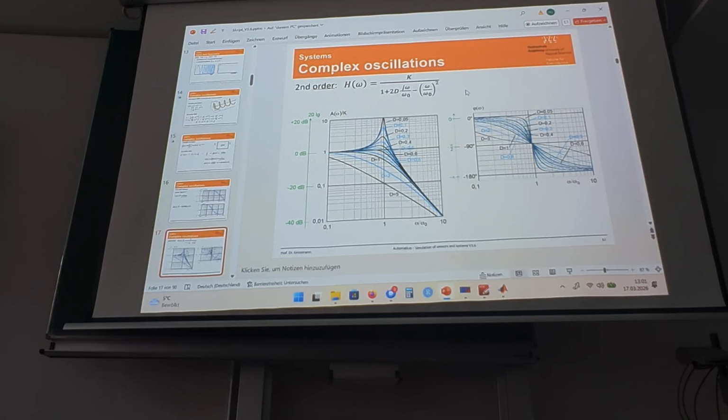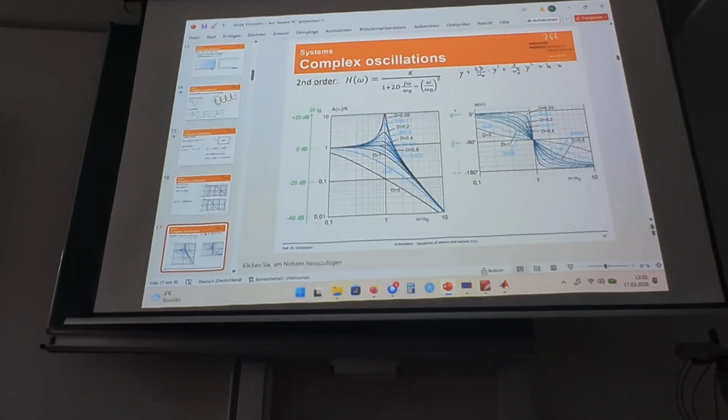Okay, for a second order system, we could do the same. So where do we start? We have the output, then we have 2 times d, the damping, divided by this omega 0, multiplied with the first derivative, plus 1 over omega 0 squared times the second derivative. And this was equal to some factor k times x.